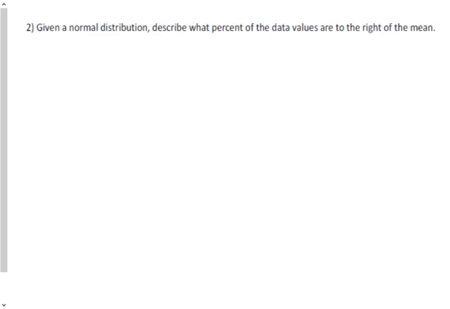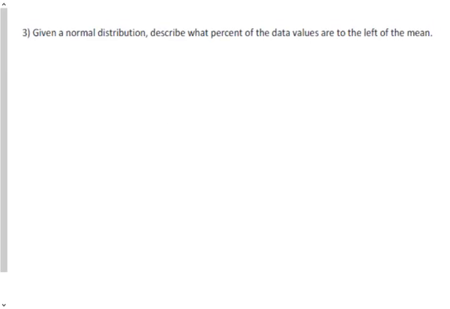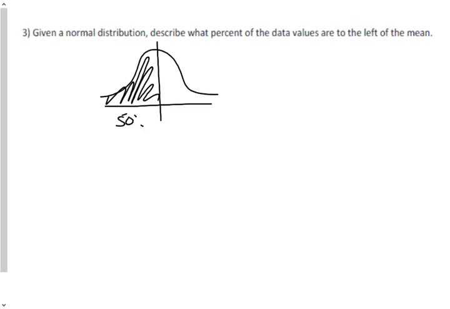Now, we're going to start talking about percentages in a normal distribution. So, if this is normal, to the right, they want to know exactly what percent of the students scored above average. Well, it's exactly half, so this would be 50% here. If we go to the left, it would also be the same thing. Here's your normal distribution. There'd be 50% of the students scoring less than average.